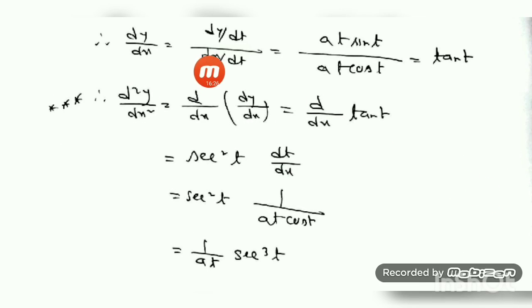So what is dy/dx? dy/dx is dy/dt divided by dx/dt. Put the values a t sin t, a t cos t. This is cancelled out, so tan t will be left.